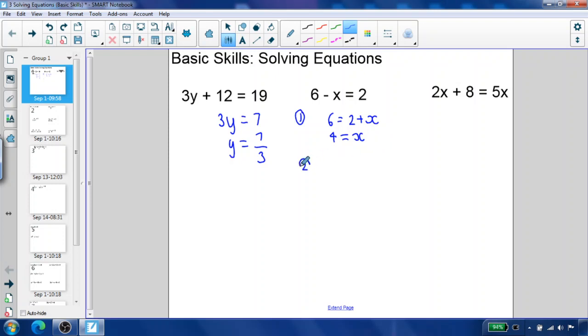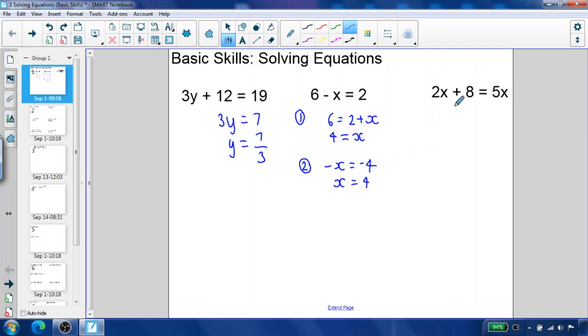Method 2, if you don't like that method as much, I can just work with the minus x. So I'm going to go back to here and take 6 from both sides. This is a positive 6, so let's take 6. I'll be left with minus x is equal to minus 4. And then I want a positive x, not a negative x. So I need to divide by minus 1. So dividing both sides by minus 1, I get x is equal to 4.